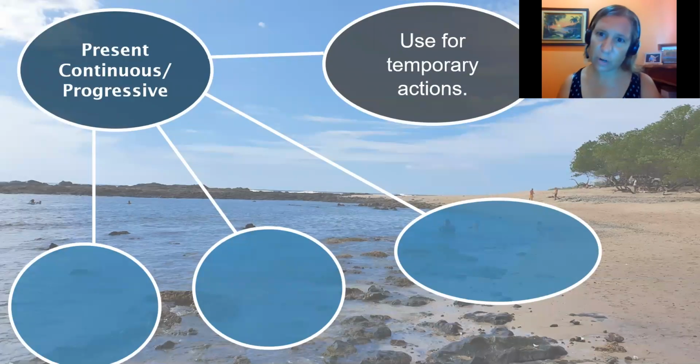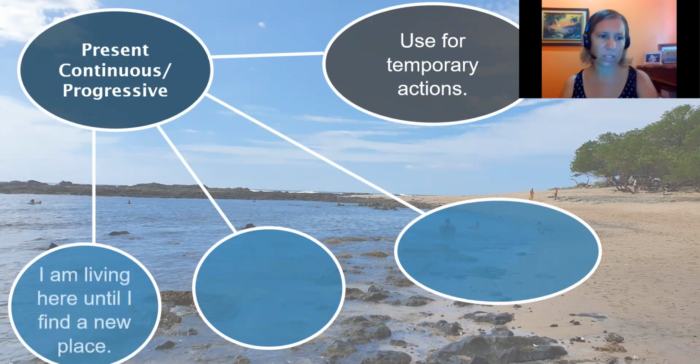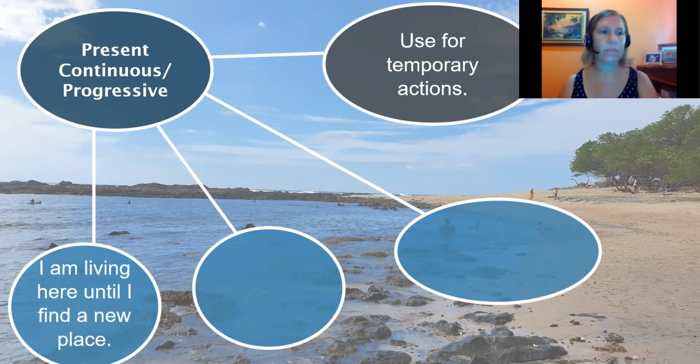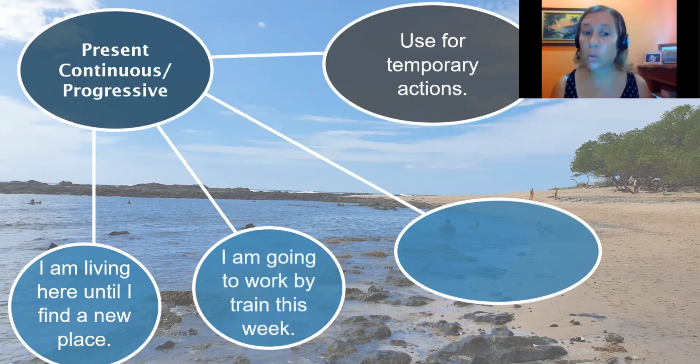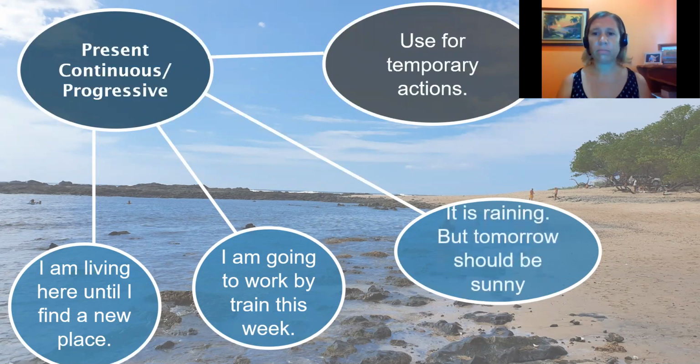We also can use this verb tense for temporary actions. Repeat after me. I'm living here until I find a new place. Now, basically, this is something happening right now, right? The temporary action is going on in this moment. I am going to work by train this week. It is raining, but tomorrow should be sunny.